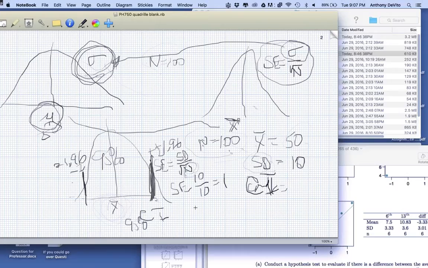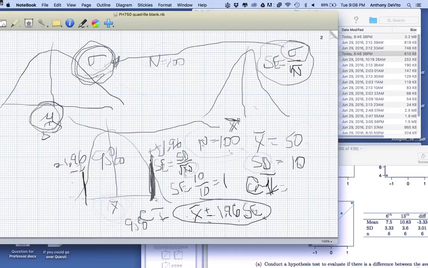So how do I create that? I say X bar plus or minus 1.96 standard deviations, or in other words, standard errors for the sample means. So my standard error in this case is equal to 1, so it's X bar plus or minus 1.96. In other words, roughly 48 and 52. That's my confidence interval. That's how I use my confidence interval.